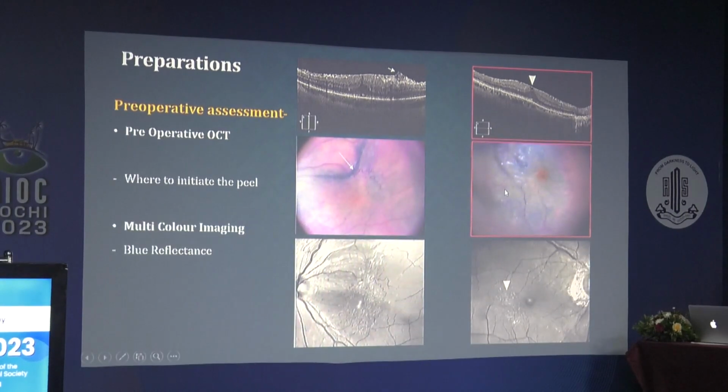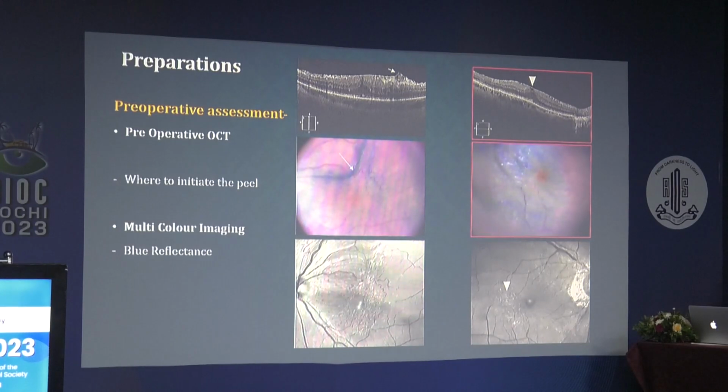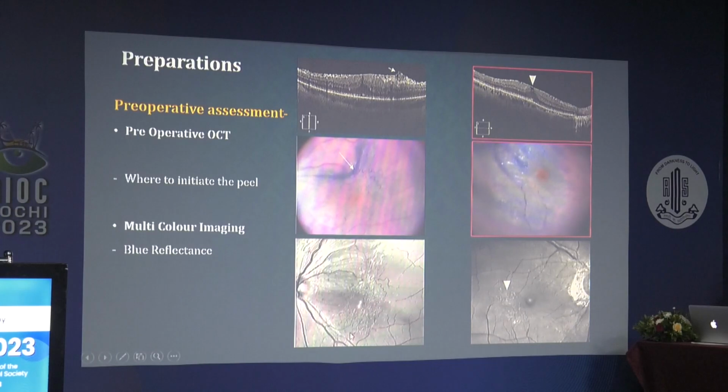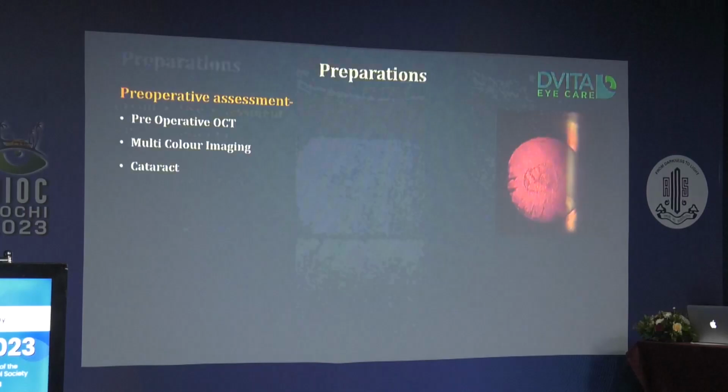Here we can use another multimodal imaging like blue reflectance. As you know, with blue reflectance we can see the superficial retinal structures very well. In both cases we can see the ERM margin a little more clearly than in the fundus picture, so we can actually delineate the margin of the ERM. In some cases multicolor imaging also helps a little to find the margin of the ERM.